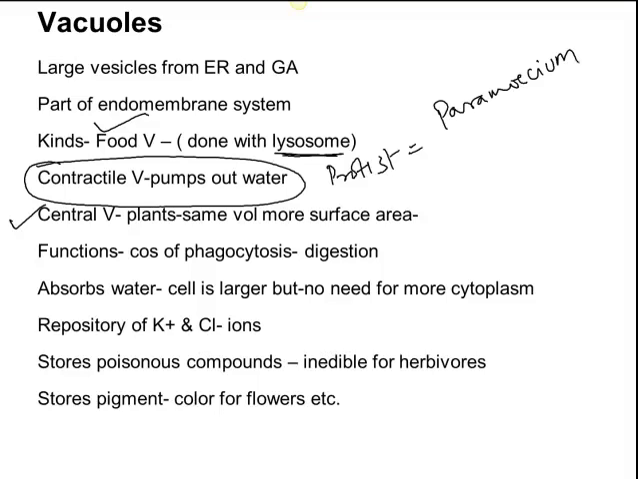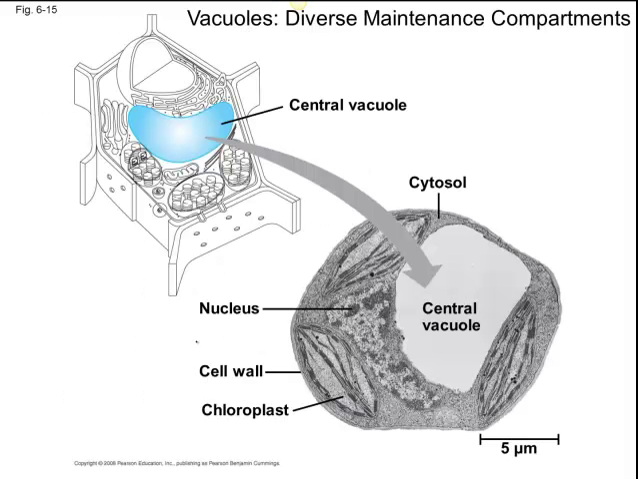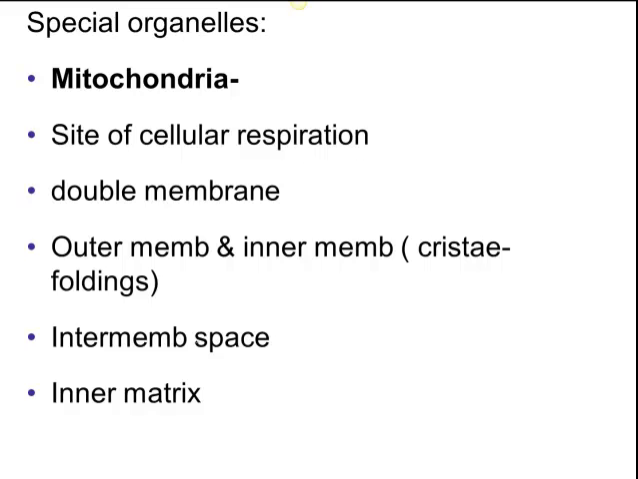It also is a repository, meaning storage, for potassium ions and chloride ions. Okay. This is your central vacuole for you. We are finished with the endomembrane system.